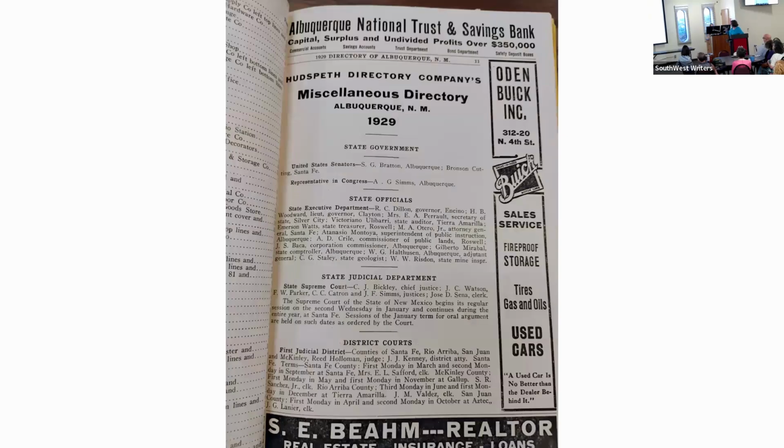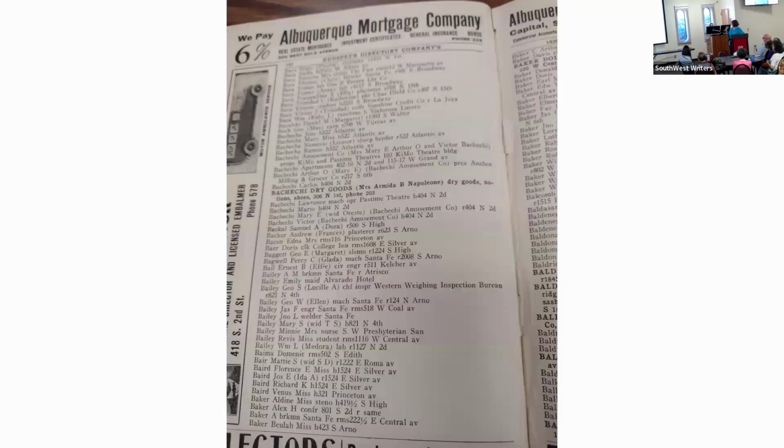Next slide. So here's just a page. This is the miscellaneous. Hudspeth is the one who published this. State government, now we know who the senators were, who our representative was, state officials, state judicial department, district courts. You're just getting a lot of information in very few words, but it's what you need to know for what you're writing. It lists, I said it wasn't a phone book, and in 29 it wasn't because almost nobody had phones. But it does list everybody, businesses and individuals.